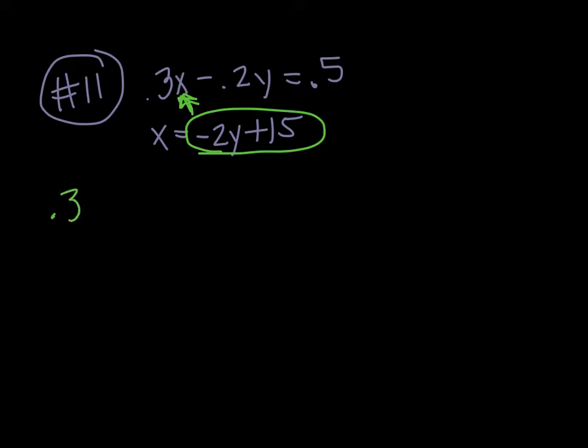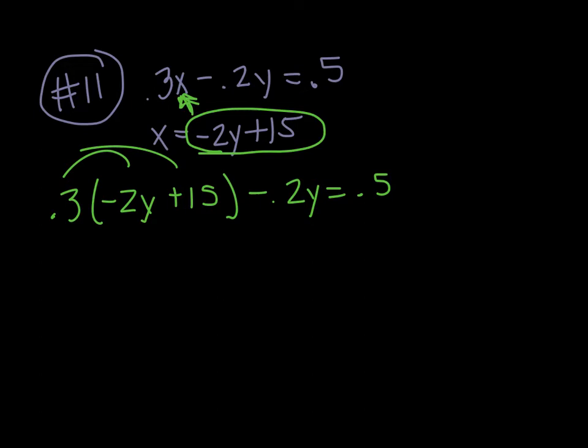So 0.3 times negative 2y plus 15 minus 0.2y equals 0.5. And then we need to solve for that. So distribute your 0.3 in there. So negative 0.3 times negative 2. I know that 3 times 2 is 6, but since that decimal is there, it's going to be 0.6. So negative 0.6y, and 3 times 15 would be 45, but there's that decimal there. So plus 4.5 minus 0.2y.